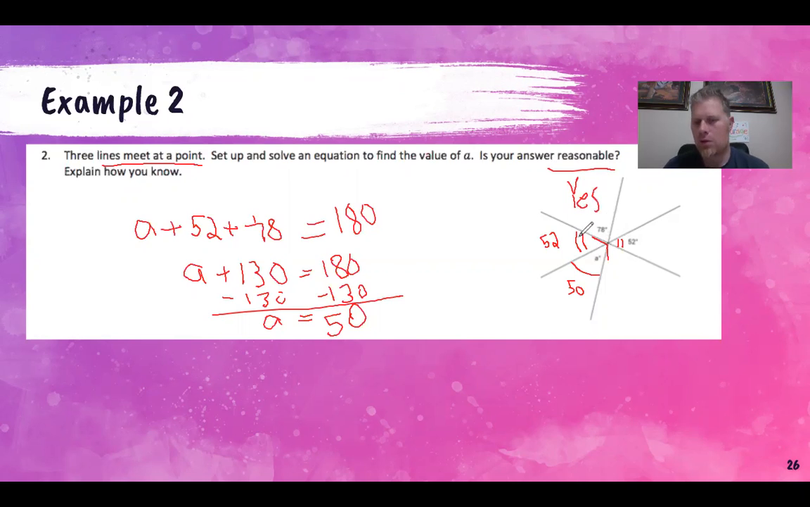It's based on, I guess, accurate representation of the congruent. It's also based on if I add my numbers all up. So if I say that this is 50 over here, if I add this number, 50 and 52, if I add that all up, I should get 180. So that's another way of explaining how you know. Adding the numbers up and seeing if you get 180.